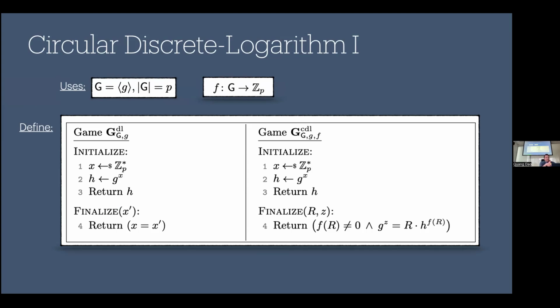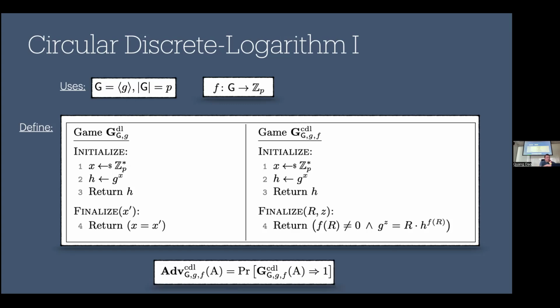In the finalize procedure on the right-hand side for CDL, the adversary outputs R and Z, and the finalize procedure checks that f of R is not equal to 0, and it checks that G to the Z is equal to R times H to the f of R. This comes from Schnorr's verification equation, obviously, right? So this is the advantage, and we say that CDL holds for G and f if it's hard to win this game with any good advantage. As long as f is efficiently computable, this assumption makes sense for any f.